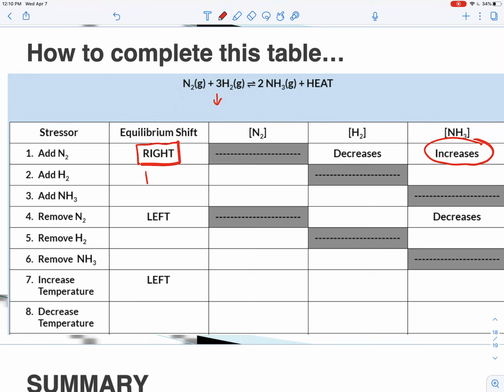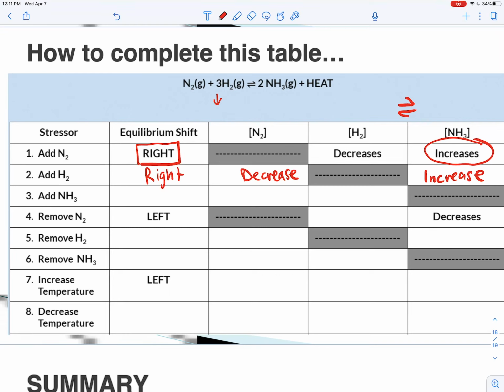So this one's going to be similar. This is also going to be a shift to the right because this is a reactant. And so nitrogen, right, we would have to use up some nitrogen, and this would form more products. Anytime it shifts to the right, you're forming more products. Okay.